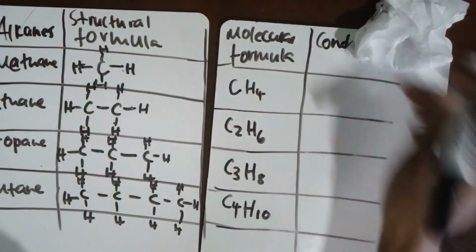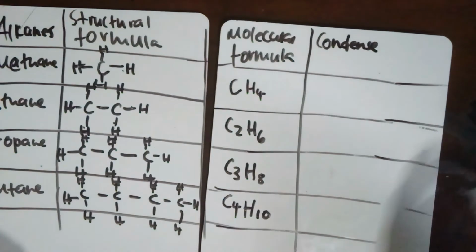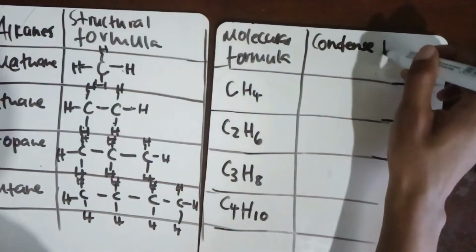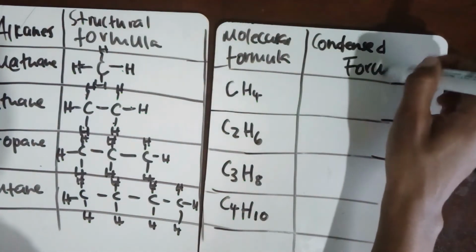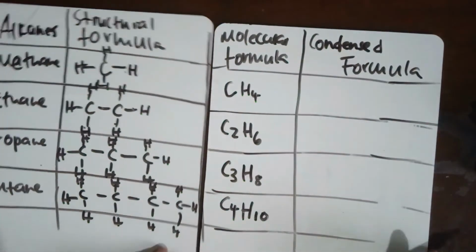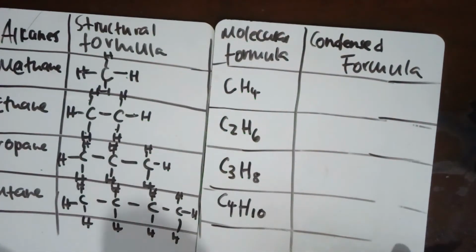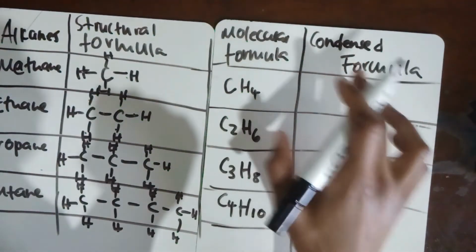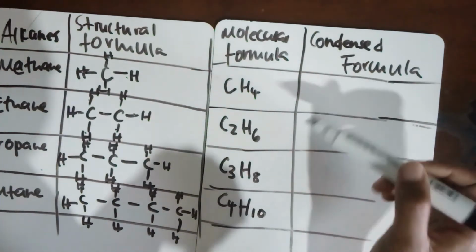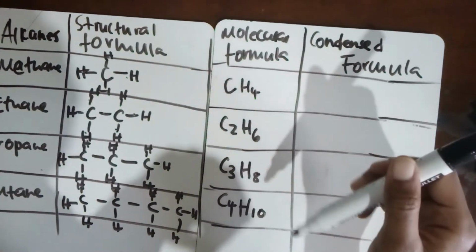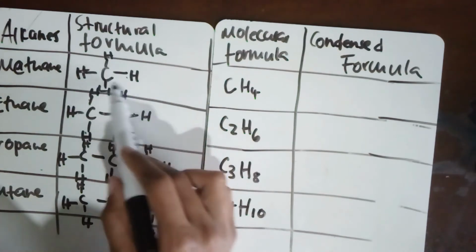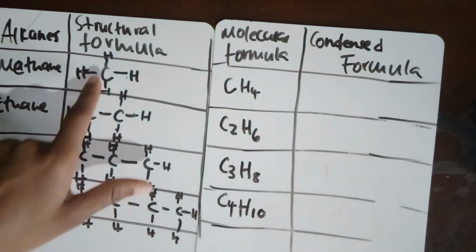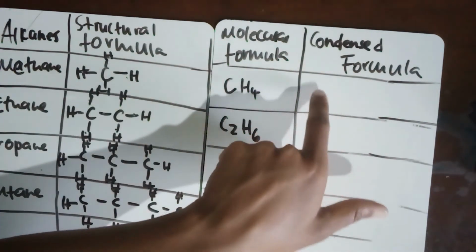So we talk about the condensed formula. So what is a condensed formula? A condensed formula is the notation that shows the way in which atoms are bonded to each other in a formula, but it does not show all the bond lines. Here we showed all the bond lines. Here we don't actually show them, right?